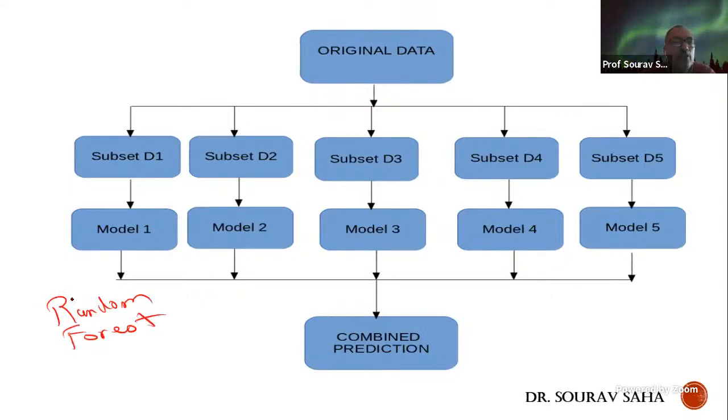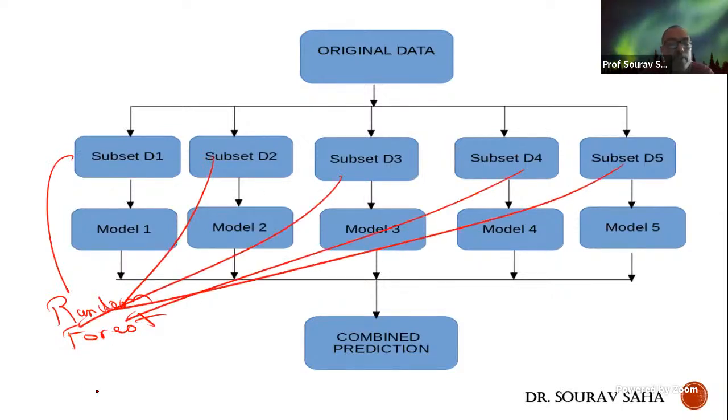So in random forest, what happens is that you create all these random subsets of the data. You create all these random subsets from the original data, and then you fit multiple models: model 1, model 2, model 3, model 4, model 5. You fit on these subsets of the data, and then you combine them on the predicted part. Random forest, right?